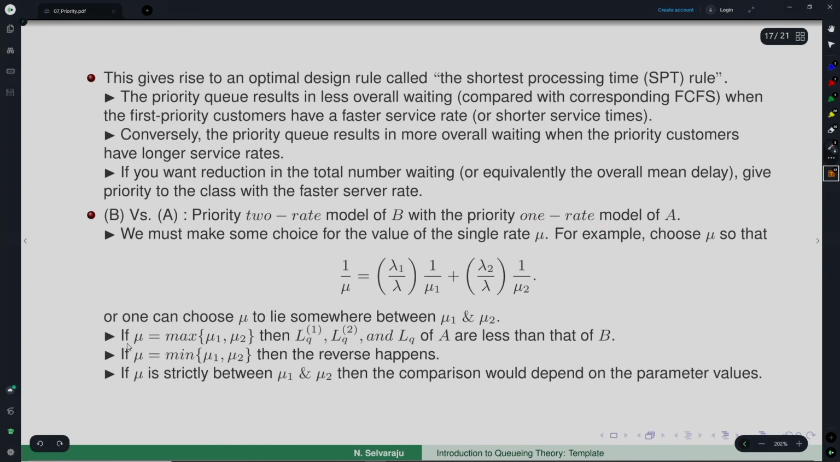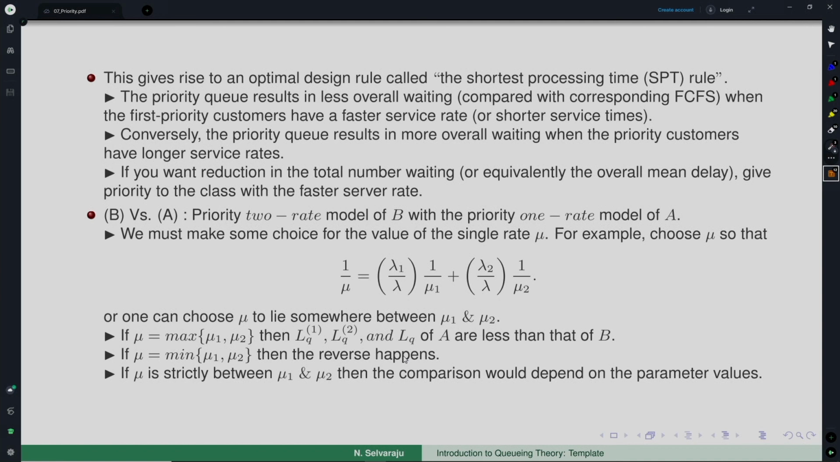Now, one can show, and these are some of the exercise problems in your book, that if you pick mu not as this average, but as the maximum of these 2, then what happens? The measures of the 1 rate model are less than the measures of the 2 rate model. And if you pick mu to be the minimum of these 2, then the reverse happens.